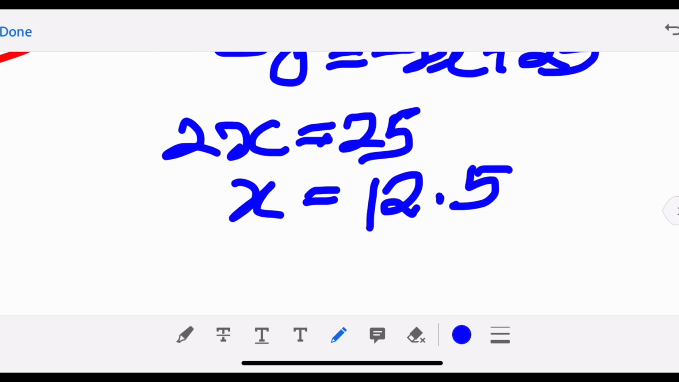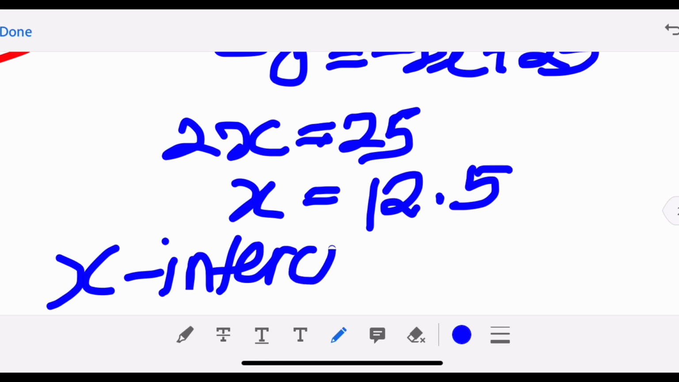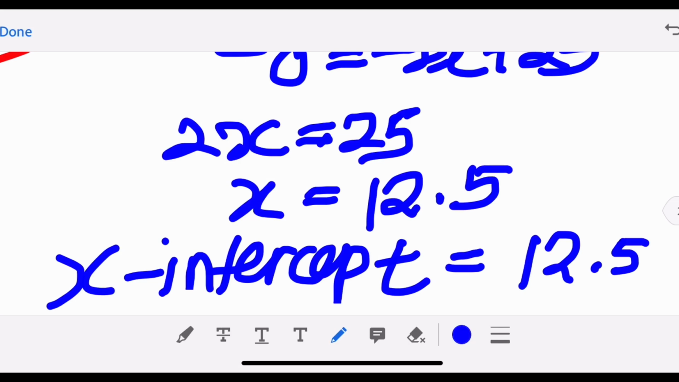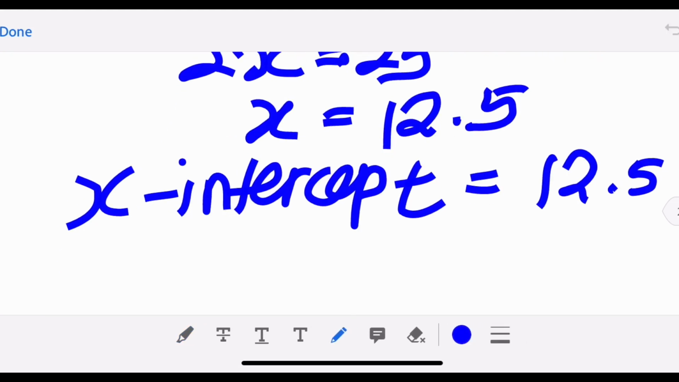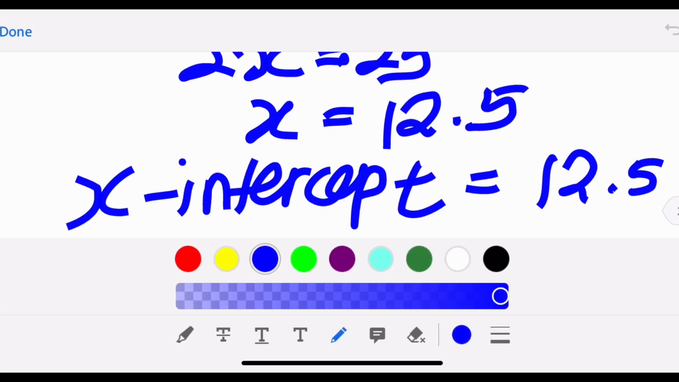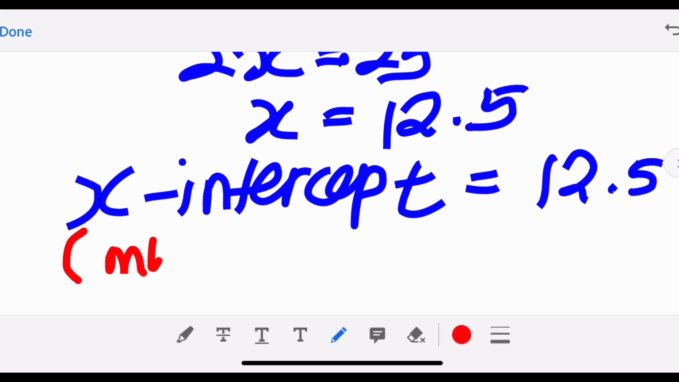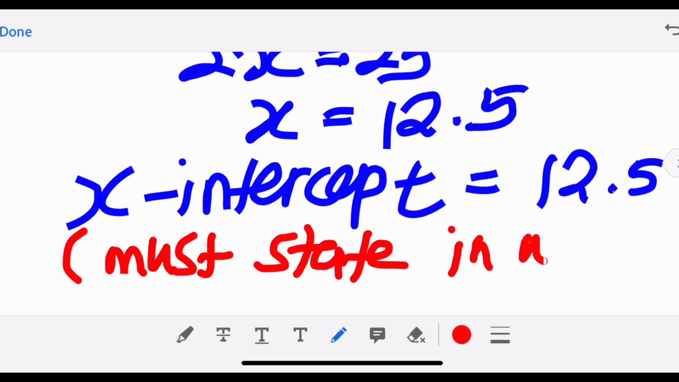So you can write your answer in wording like this. x-intercept is equal to 12.5. Okay, it's very important to state your answer in this way. x-intercept is equal to 12.5. If not, they will penalize you, because x equal to 12.5 is not equivalent to x-intercept equal to 12.5. Alright, remember what I say?